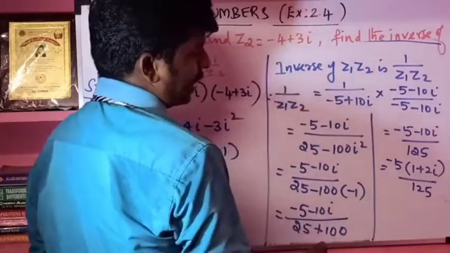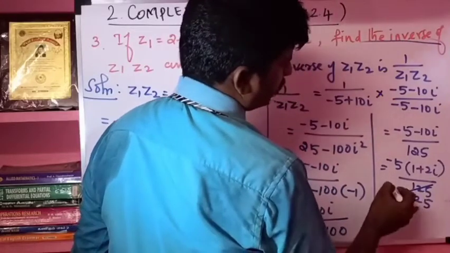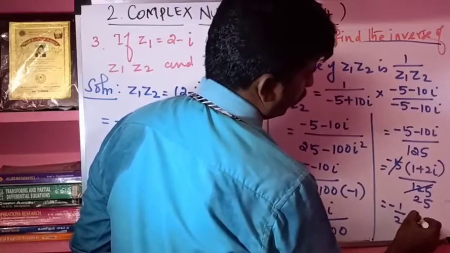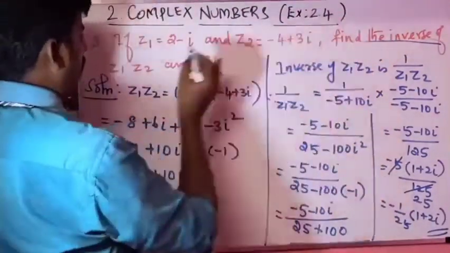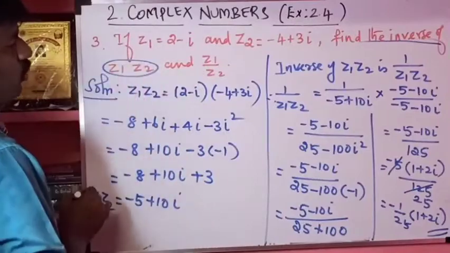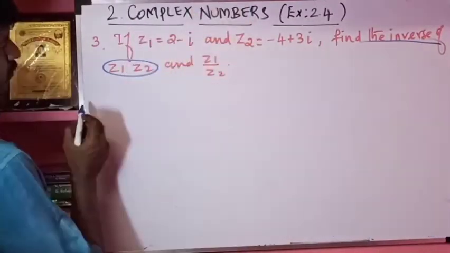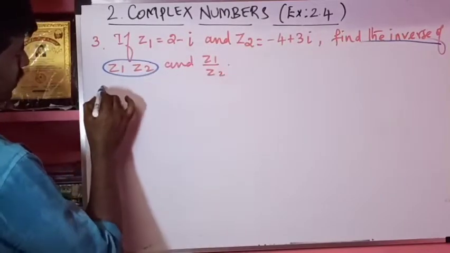Cancelling 5, this is 25. So the answer is minus 1 by 25 into 1 plus 2i. This is the answer for the inverse of z1 into z2. Now find the inverse of z1 by z2. So now the inverse of z1 by z2.